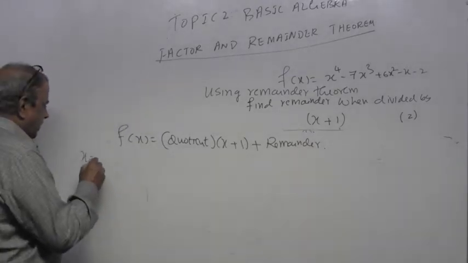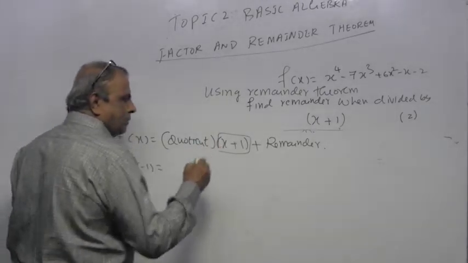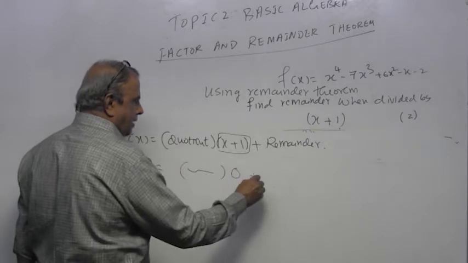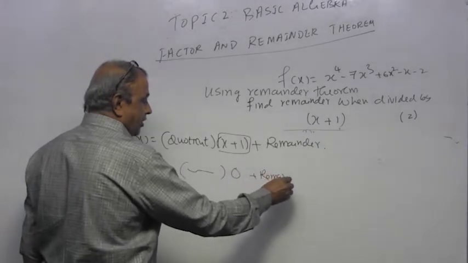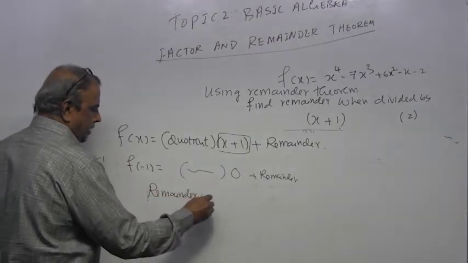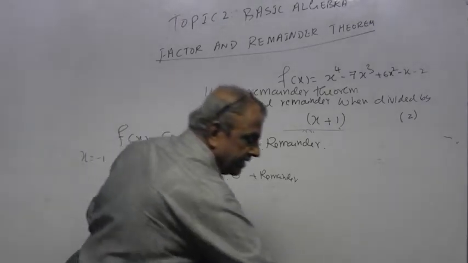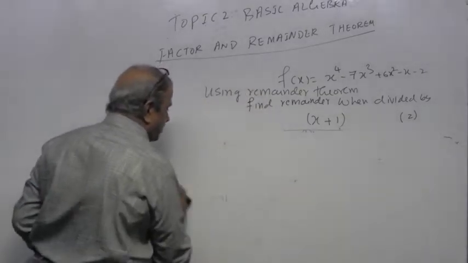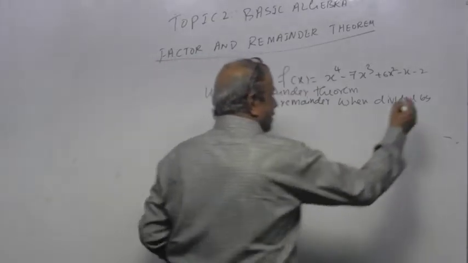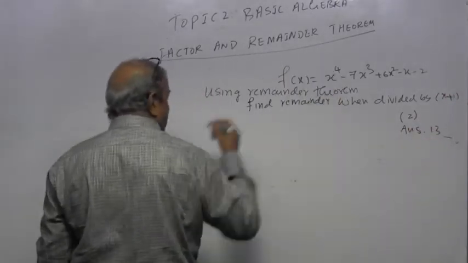What happens when x is minus 1? So f of minus 1 equals, when you put x as minus 1, what happens to that? That becomes 0. 0 times anything is 0, plus remainder. So remainder equals f of minus 1. In GCSE you learned f of minus 1 means wherever you have x, you write minus 1. So remember the remainder there, that oh my God, divided by x plus 1, and I got the answer after division as 13. Let's go back there.